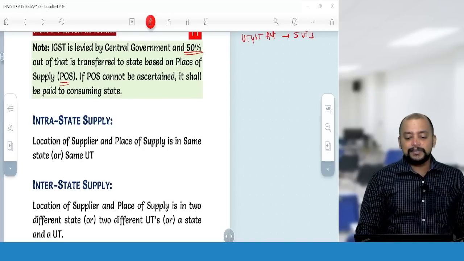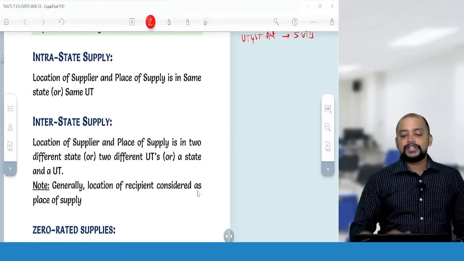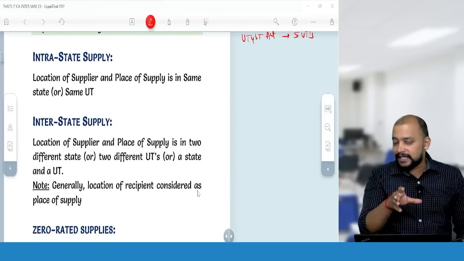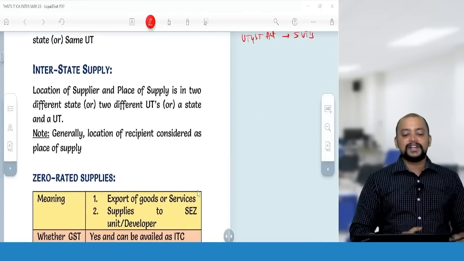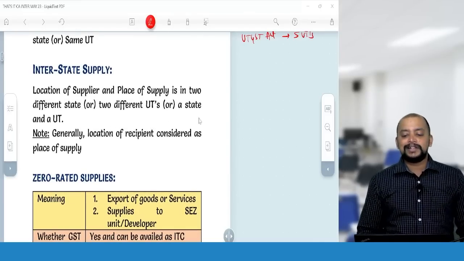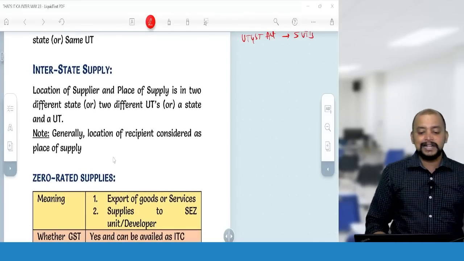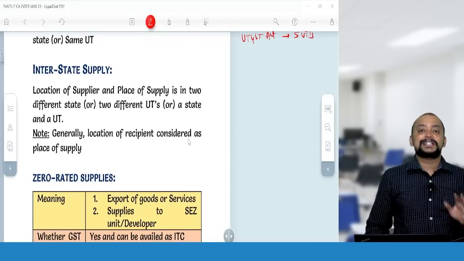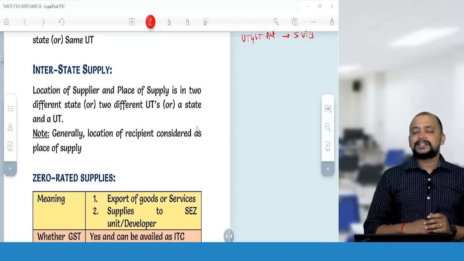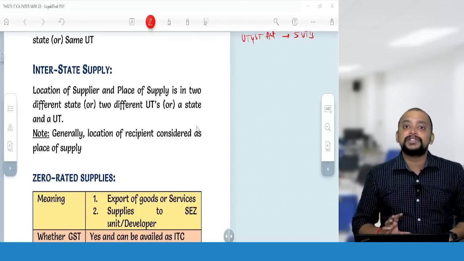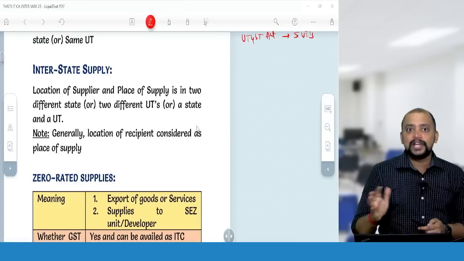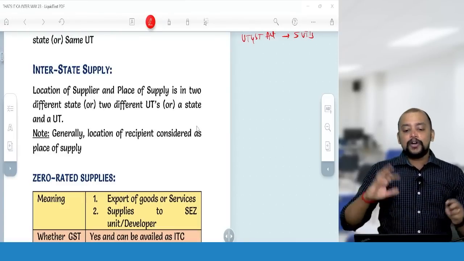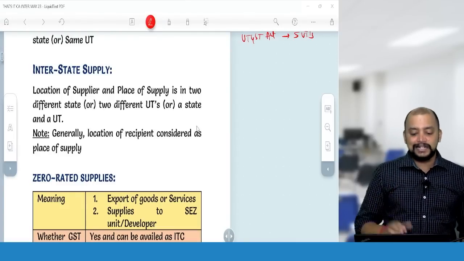Then intrastate supply we have already discussed. If the location of the supplier and the place of supply is in the same state, then it is intrastate. If the location of the supplier and the place of supply is in 2 different states, or 2 different union territories, or a state and a union territory, it is interstate. Generally the location of the recipient is considered as the place of supply. So we need to remember for the purpose of examination that whenever the question does not give any information, the recipient location will be taken as the place of supply. Accordingly we determine whether it is intrastate or interstate.